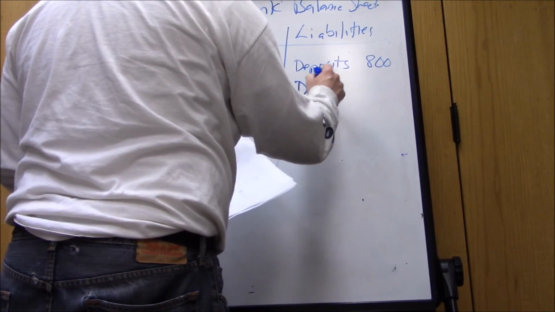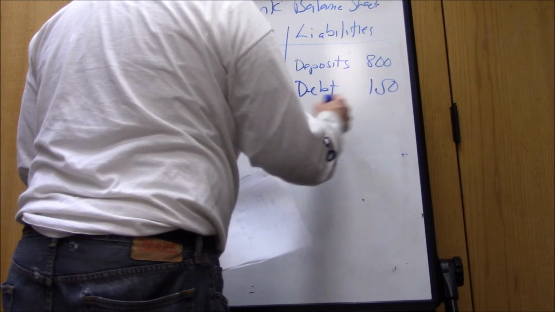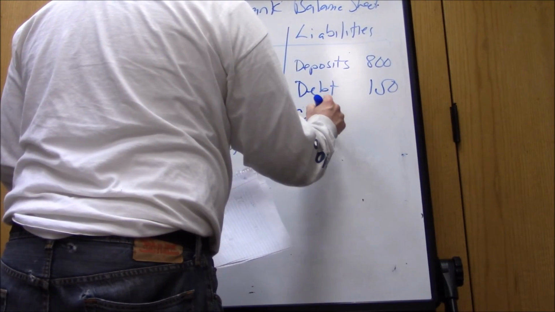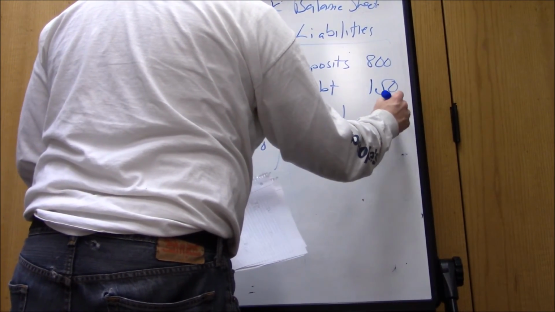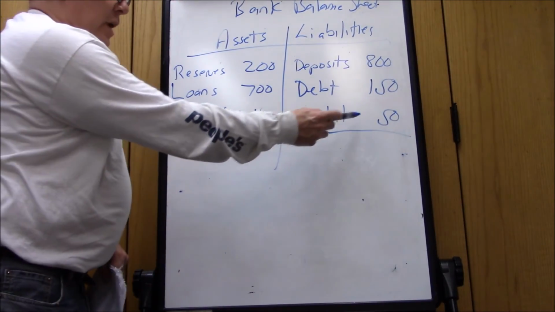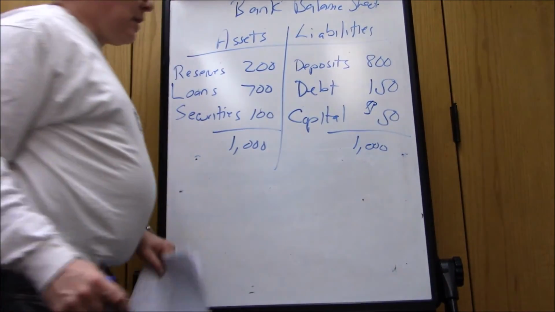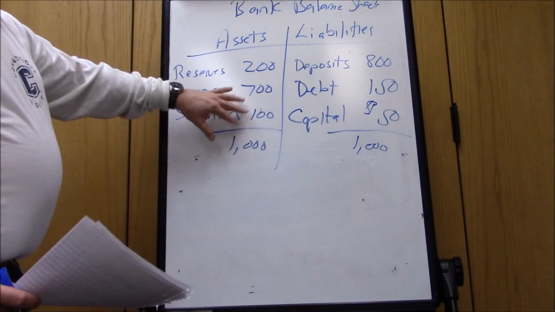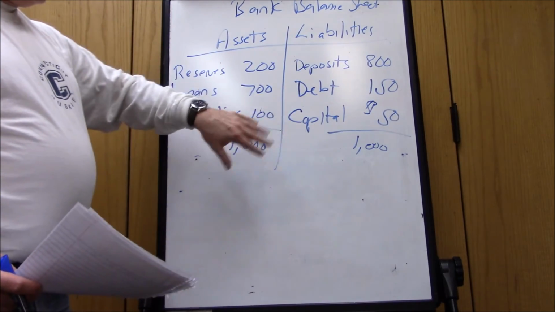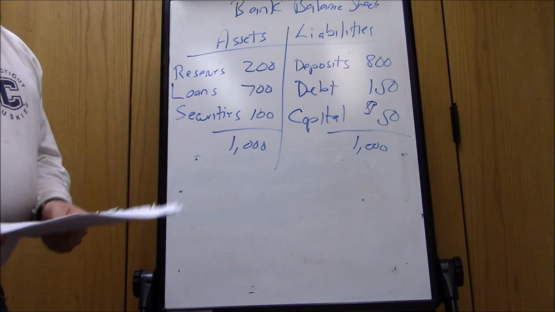Maybe the bank has borrowed some money, so it has some debt of $150, and whatever is left over is going to be capital. So this will be the bank's equity interest. The owners of the bank have $50 in capital, so this is going to add up to 1,000. Basically, you add up all of the assets, you add up all of the liabilities, and whatever the difference is, you stick in here in capital.